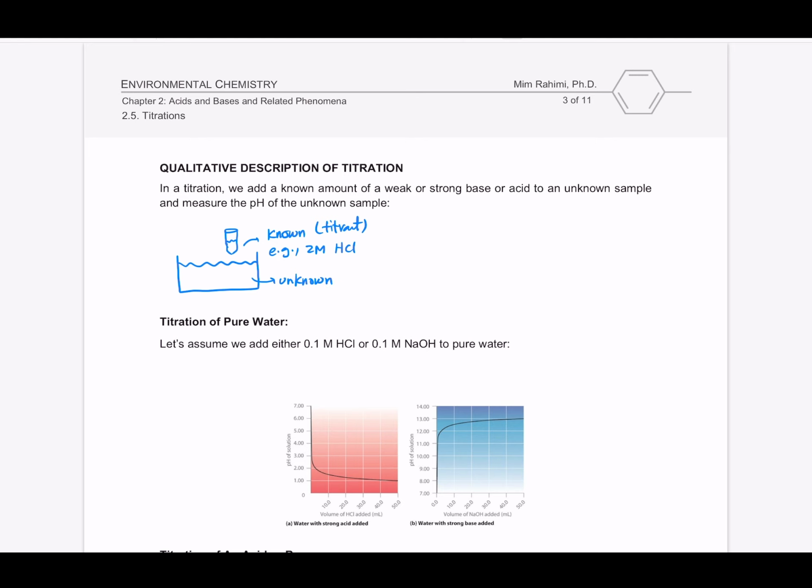So we have a control on how much we add it. For example, by knowing the concentration and volume, we can calculate how many moles we introduce from the titrant to the system, to the unknown. And then we're basically measuring the pH.